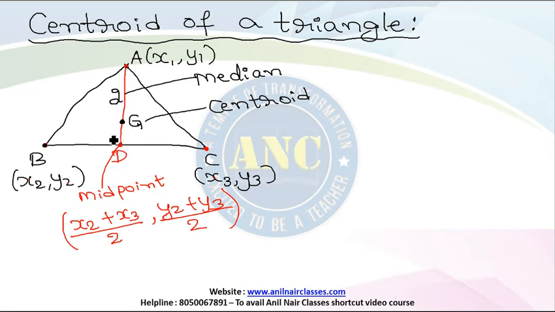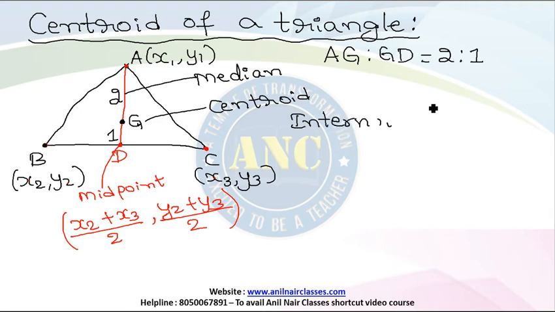The centroid G divides this median always in the ratio 2:1. That means AG and GD should definitely be in the ratio 2:1. There is no doubt about it. If it is not in the ratio 2:1, then definitely that is not the centroid. Simple way of understanding.